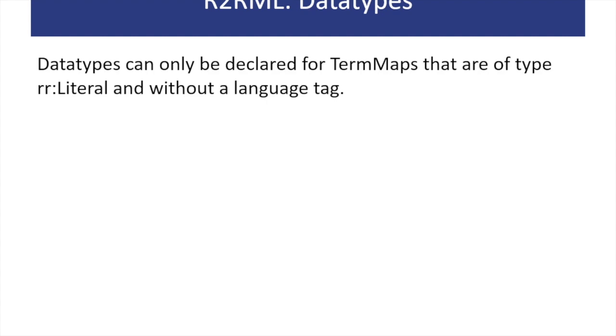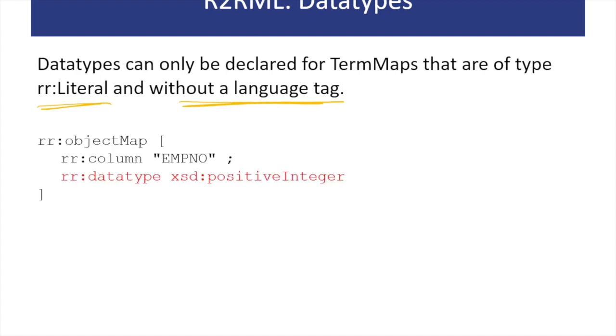Now for data types. Data types can only be declared for term maps that are of the type RR literal and are without a language tag. So you either use a language tag or a data type, but you cannot use both. Obviously, those term maps are only object maps. So in this particular example, we have an object map that refers to the column employee number, and we assign it to be of the data type XSD positive integer. You are not only limited to data types of the XSD namespace, you can avail of other URIs. For instance, from GeoSPARQL, the GeoWKT literal. That's one example off the top of my head that I'm aware of.